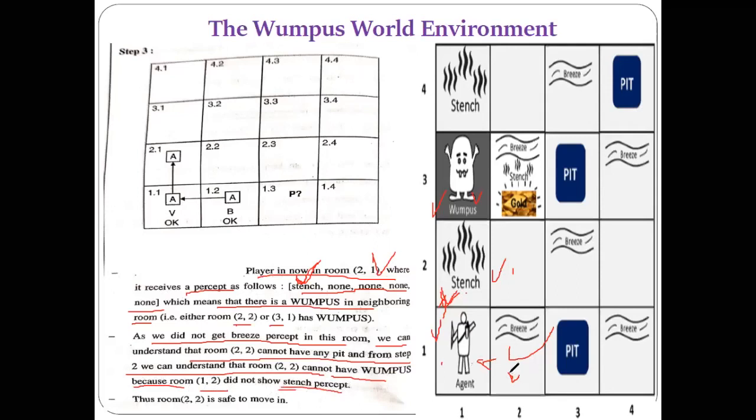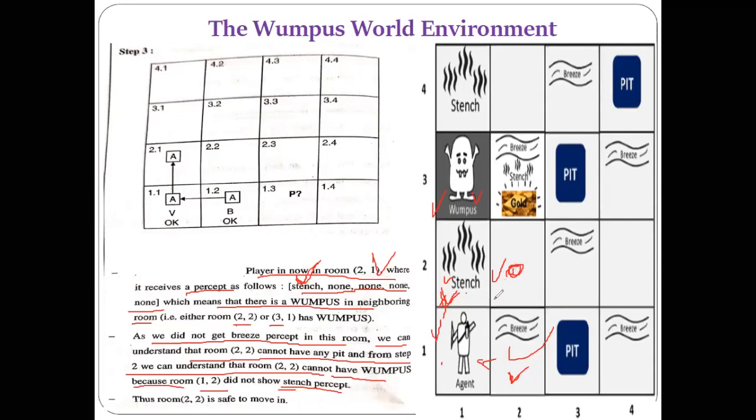Itha aapalyala stench perception alo hota ka? Nahi. Nahi. Itha breeze alo hota. Understood. Itha aapalyala stench perception alo. So it means what? There can be a wumpus in room 3-1 or there can be a wumpus in room 2-2. Understood. But from step 2, we have understood. Itha wumpus asu shakto ka? Pahilya step varun aapalyala he samajte ki itha wumpus asu shakat nahi.